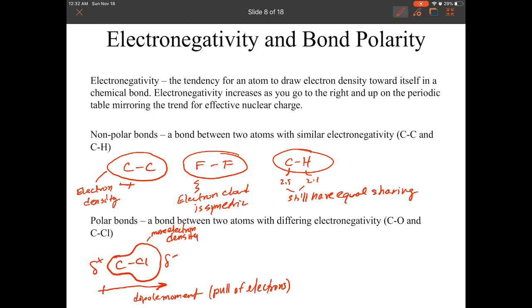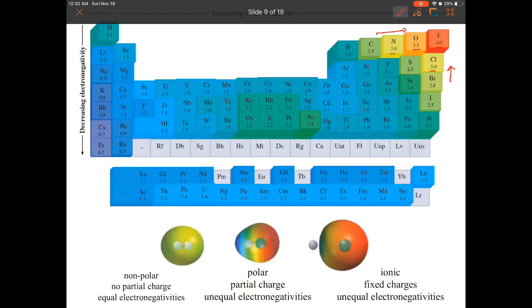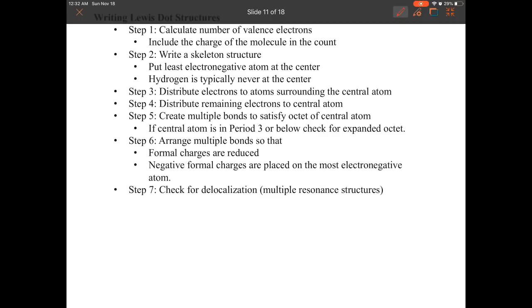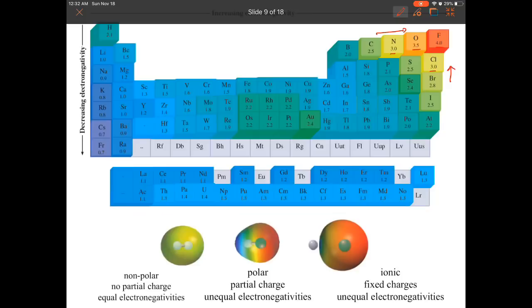Now, in the case of the carbon-carbon bond, you can imagine that there are two little dipole moments, but they're pulling equal and opposite to each other. So there's no net dipole moment in this case. And the same goes for the carbon-hydrogen bond. But for something like carbon-chlorine or carbon-oxygen, you're going to get a net dipole moment, and that's going to pull electrons toward it. This is the difference between a polar and a nonpolar bond.